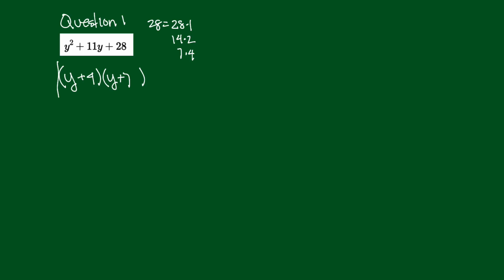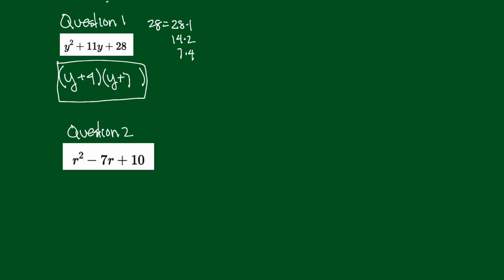There we go. We got the factored form. And you can check it by multiplying it out. There's y squared. Here's 7y plus 4y is 11y, and then plus 28.